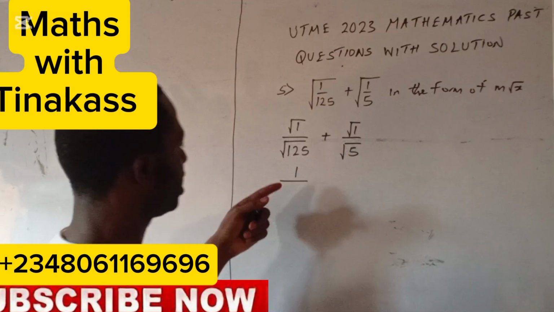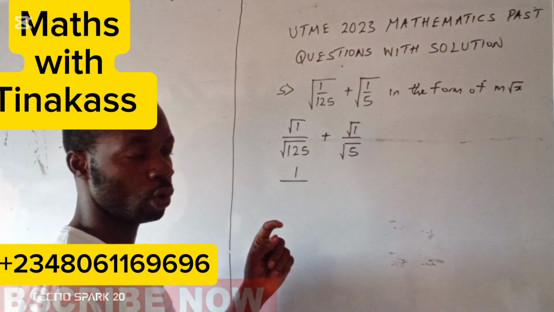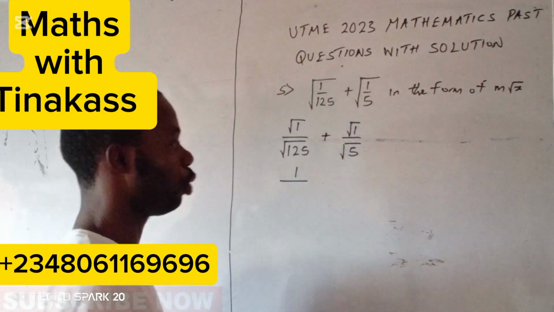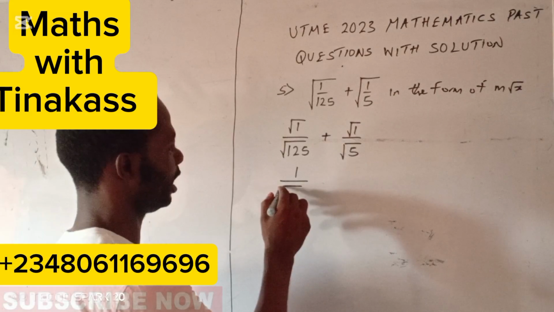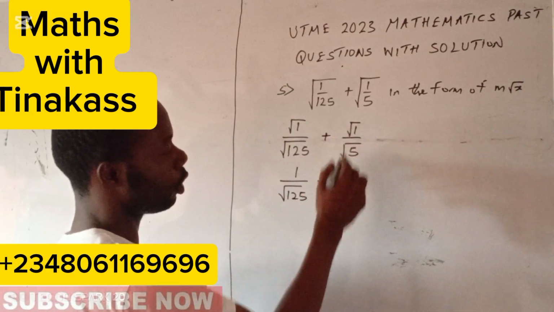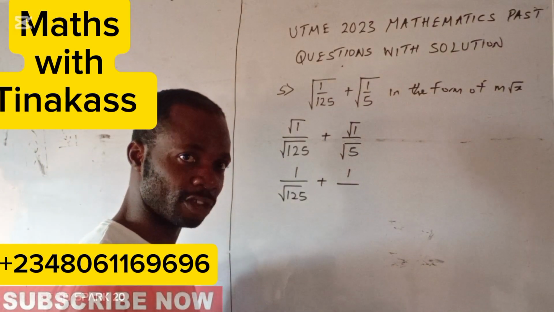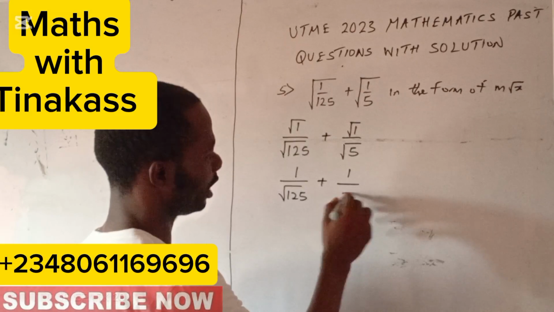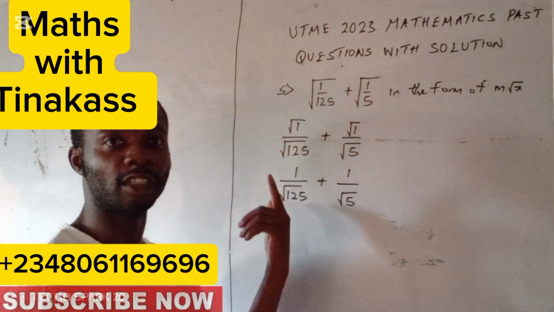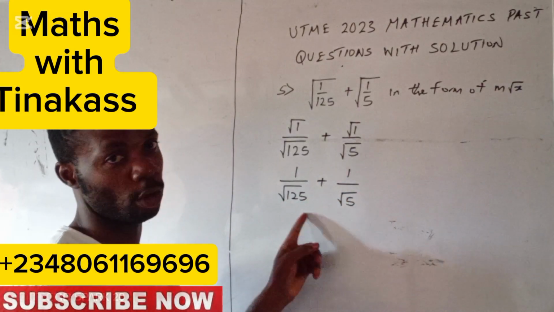Coming down, is there any two same number that will give us 125? No, there is no two same number. This one is not a perfect square, so we can't work it out. We just repeat what is there: square root of 125, plus 1 over square root of 5. Is there two same number that will give us 5? No. So we write square root of 5. This is now related to fractions. I told you we cannot say 1 plus 1, in as much as you don't have the same denominator here.